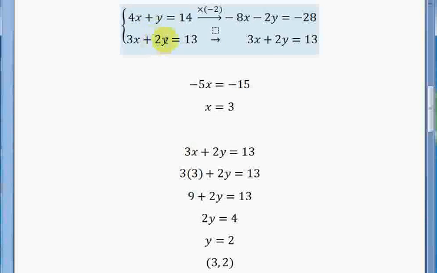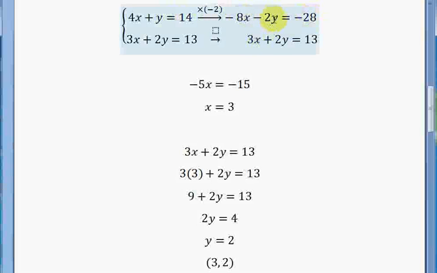Well, this one's already a 2, so I'm going to leave it alone. I'm not going to do anything to it. I'm just going to take it and rewrite it here. I want this to become a 2, but not just a 2, I want it to become a -2 because I want them to be opposites. So I'm not just going to multiply this one by -2, I'm going to multiply the entire equation by -2. So 4x times -2 is -8x, y times -2 is -2y, and 14 times -2 is -28. Now I have the situation I want.